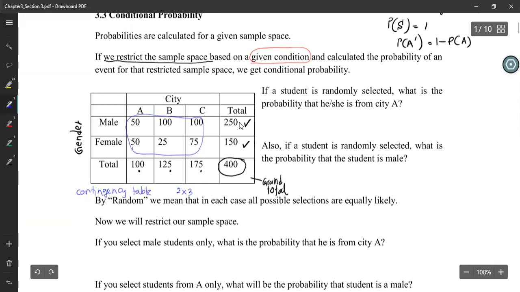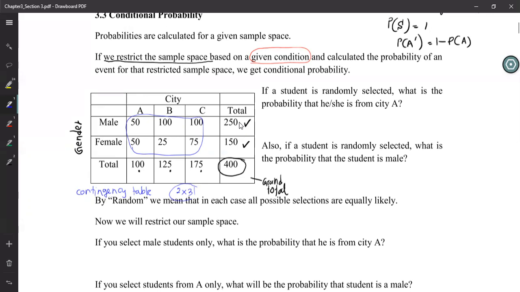When you have categorical data, and you want to find the relationships between 2 categorical variables, you can easily create this contingency table. Depending on the number of columns and number of rows you have, the dimension will be different. In this case, the dimension is 2 by 3. Now let's look at some of these figures and try to find some probabilities.